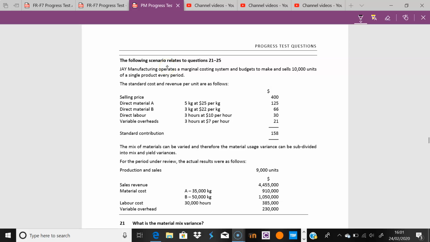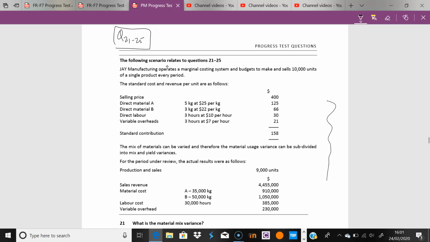Okay, so let's get through questions 21 to 25. These are some very good questions testing you on the mix and yield variances and that sort of thing. So really, please make sure you go through these and pay some attention to what's going on over here. Right, so let's jump into it.